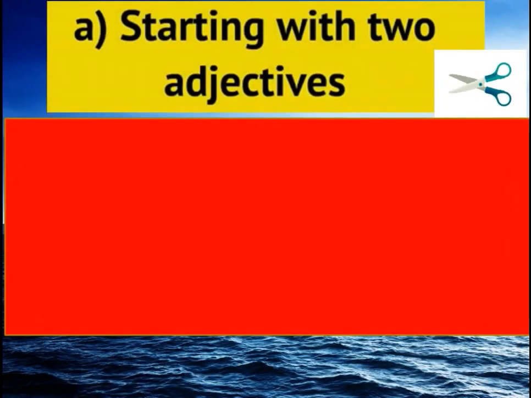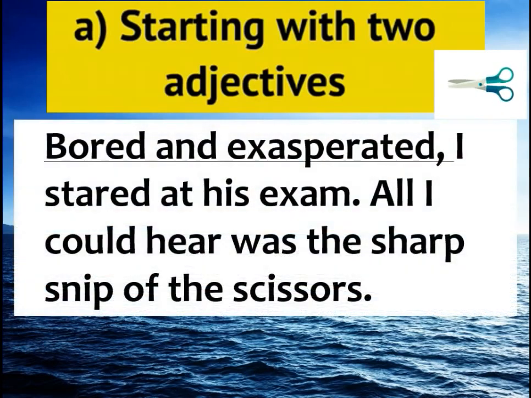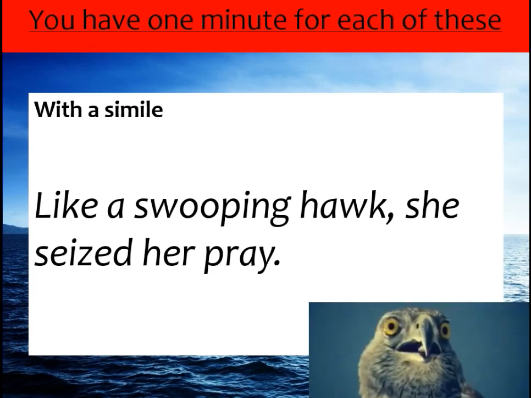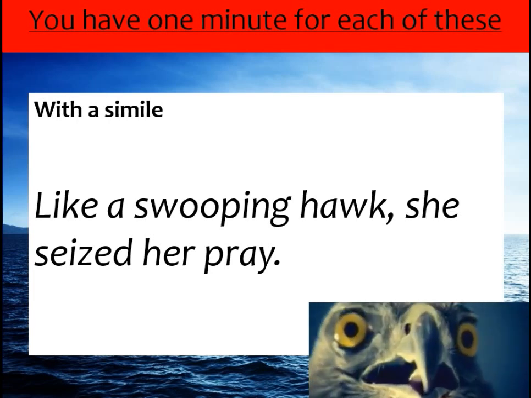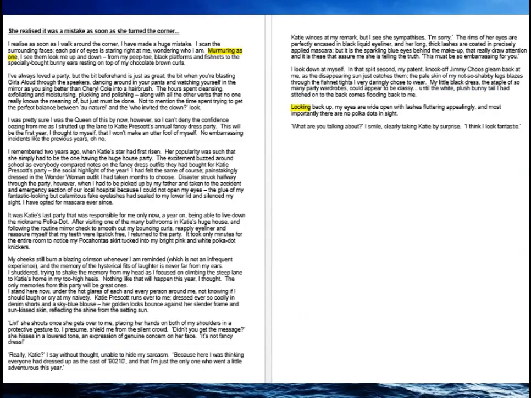You could start with two adjectives. For example, bored and exasperated, comma, I stared at his exam. All I could hear was just the sharp snip of the scissors. You could start with a simile, but obviously you wouldn't want to start with a simile every time because it would sound a bit repetitive and a bit strange. So like a swooping hawk, comma, she seized her prey.